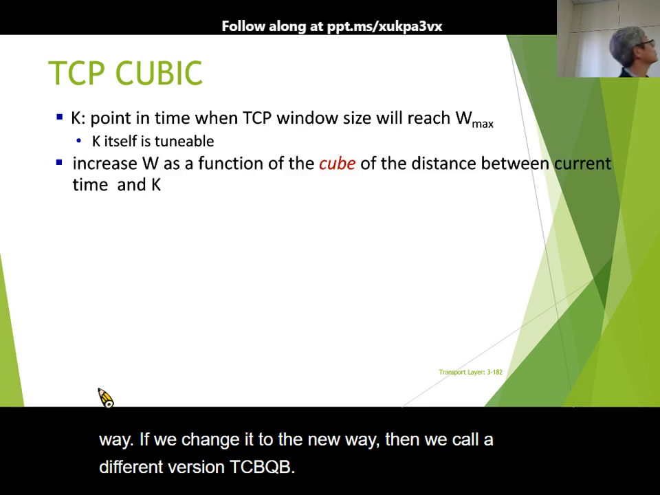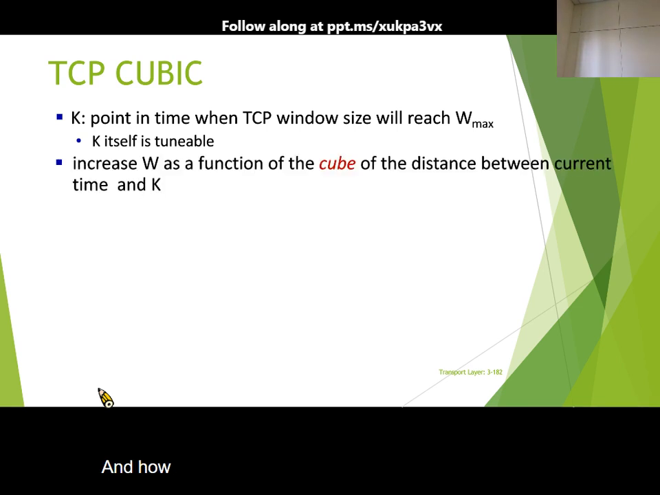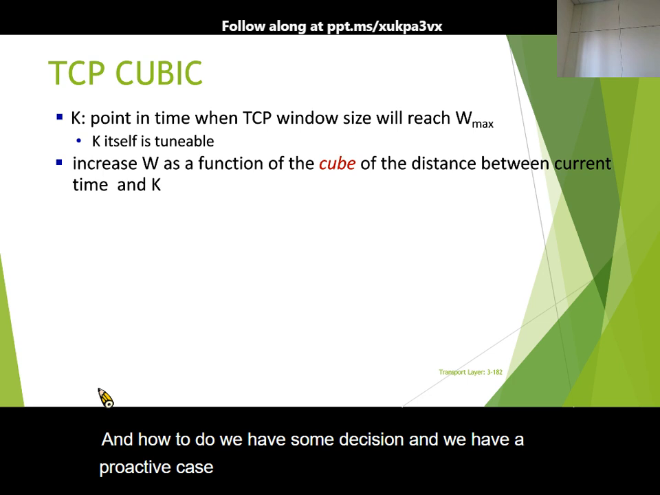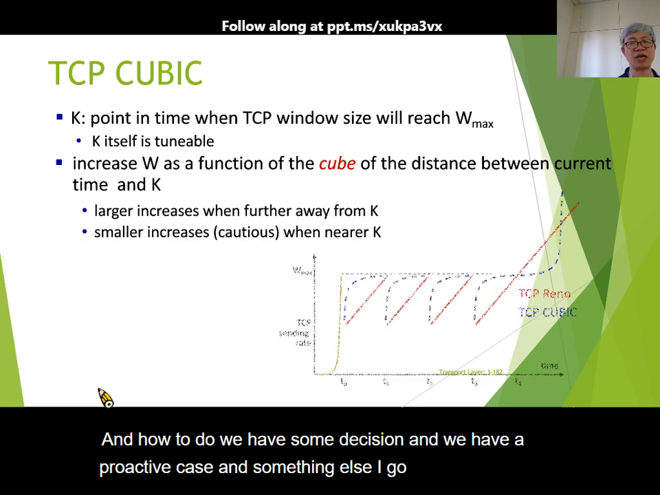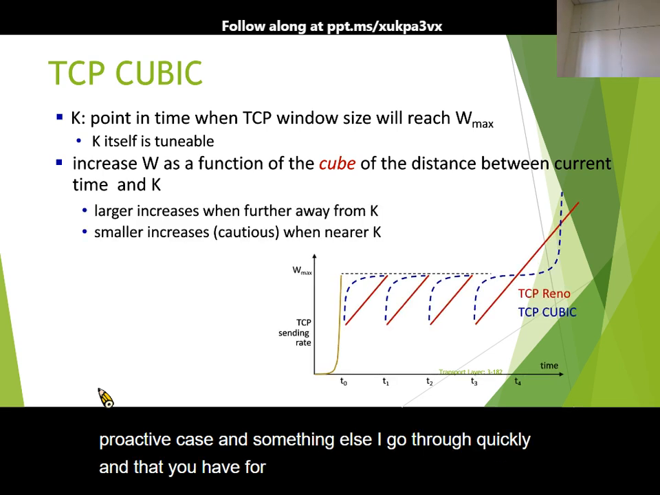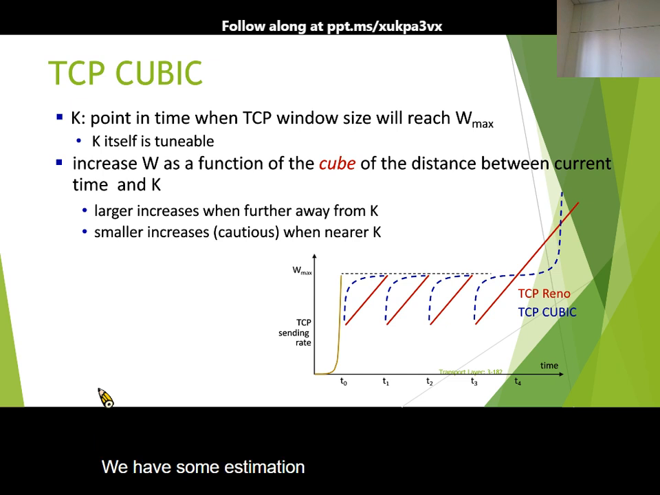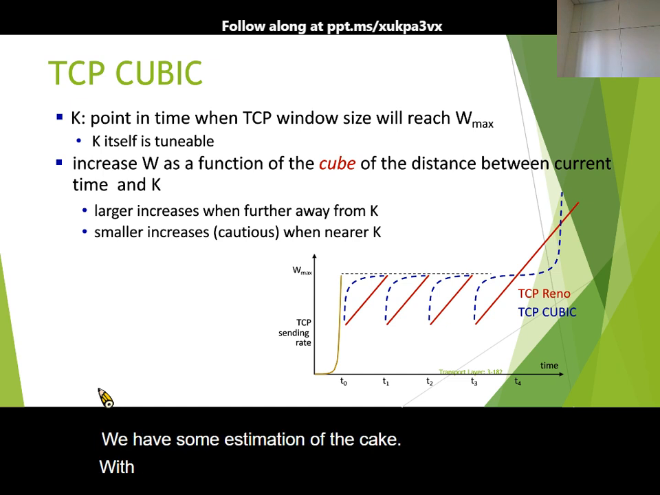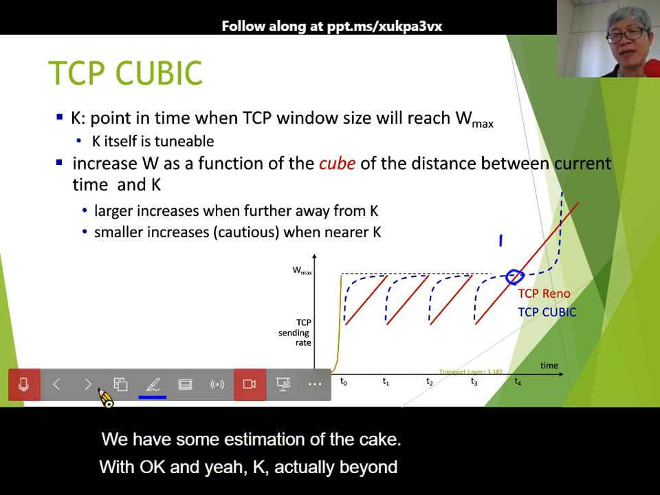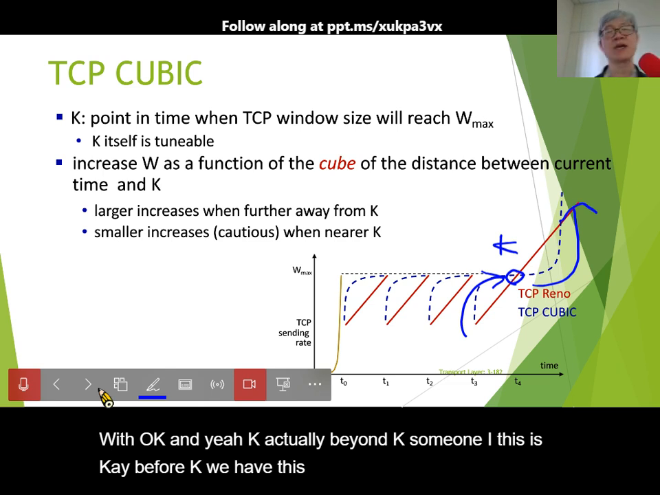And how to do? Here we have some description, and we have a parameter K and something else. I go through quickly and then you have the check. We have some estimation of K, before K and beyond K. Before K we have this, but beyond K we have an exponential trend.